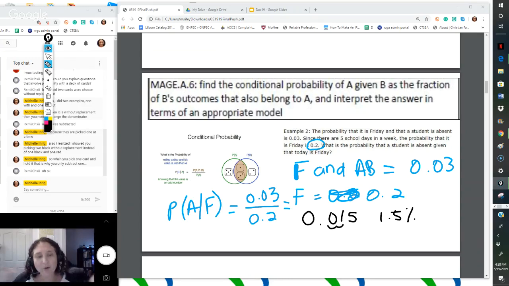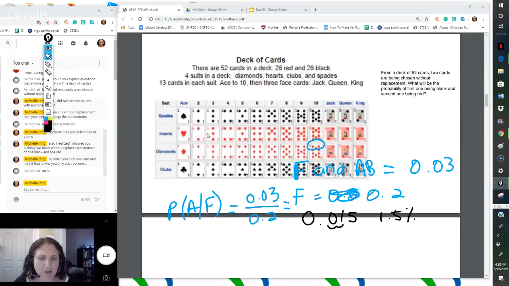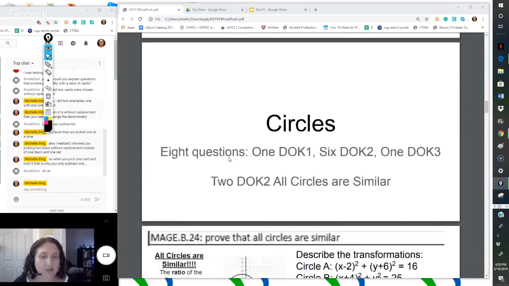And then, of course, to go from decimal to percent, you multiply it by 100. So that would be 1.5%. Okay, I think that pretty much does it for probabilities. Let's just double check. It does. Yay, victory. Let's go on to circles.